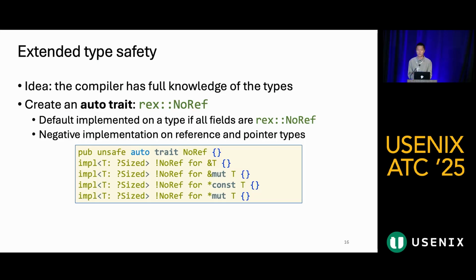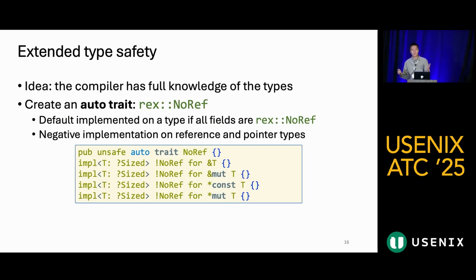So in Rex, we create a new auto trait in the Rex kernel crate. And for those who are not familiar with Rust, a trait in Rust is just like an interface in Java that you can implement on other types. And in the case of our auto trait, it is by default implemented by the compiler on all the types where their fields have already implemented this auto trait.